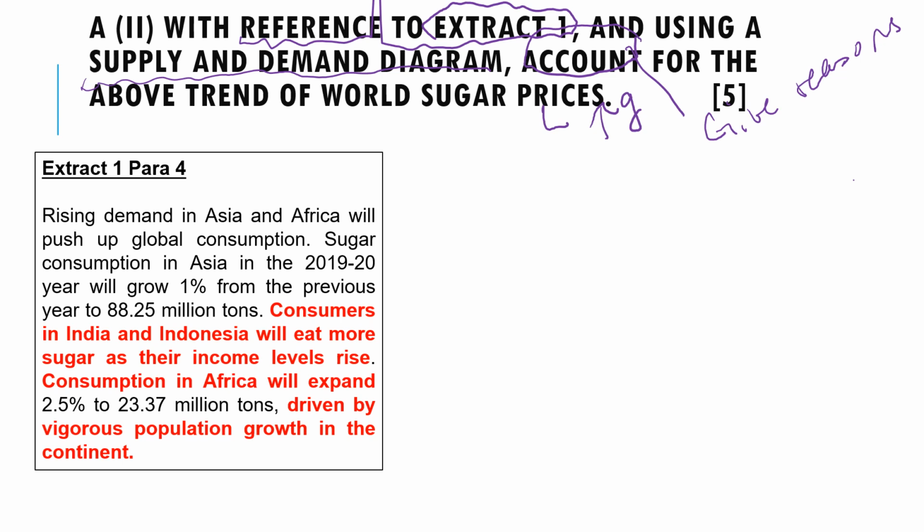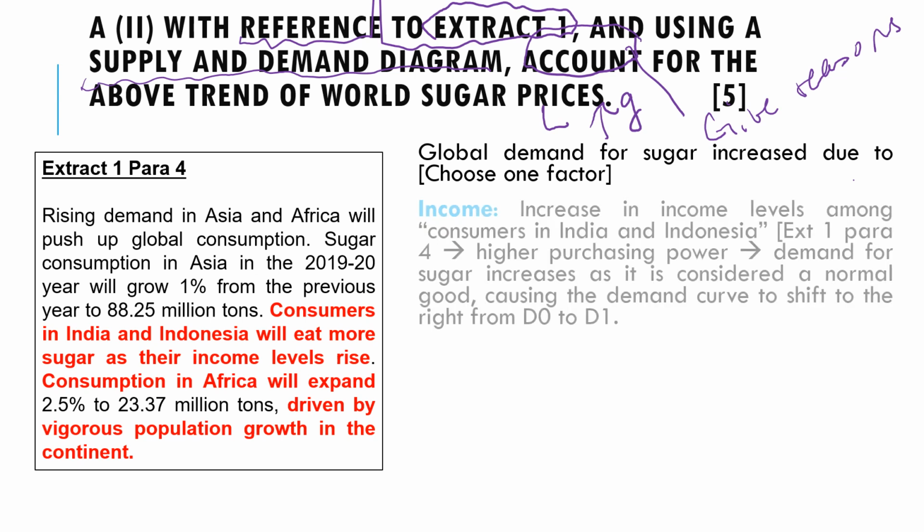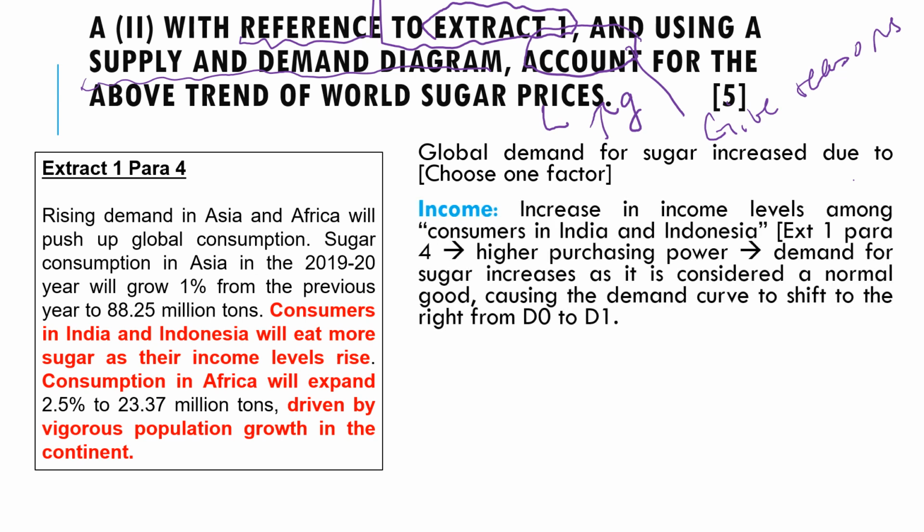In extract 1, paragraph 4, we have some demand factors. You need to choose any one factor. You could talk about rising incomes in India and Indonesia, resulting in higher purchasing power and rising demand for sugar, assuming that sugar is a normal good. This has caused the demand curve for sugar to shift from D0 to D1 to the right.